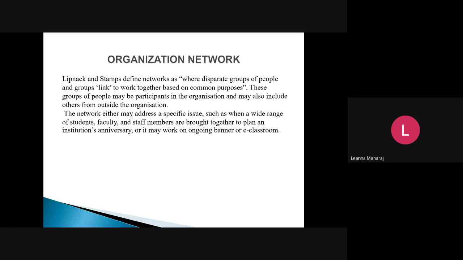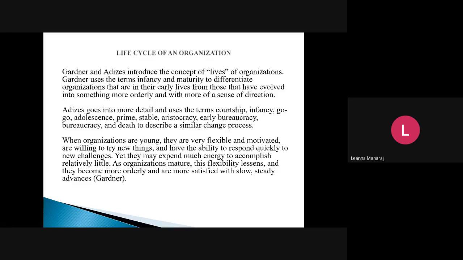So we move on to life cycle of organization. Gardner and Adizes introduced the concept of lives of organization. Gardner uses the term infancy and maturity to differentiate organizations in their early stages from those that evolve into something more orderly and with a sense of direction. Adizes went into more detail and used terms like courtship, infancy, go-go, adolescence, prime, stability, aristocracy, early bureaucracy, and death to describe the lives of an organization.